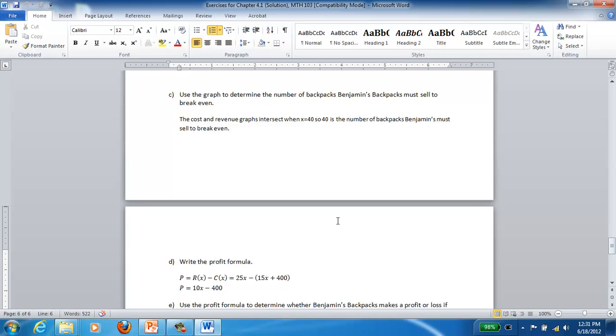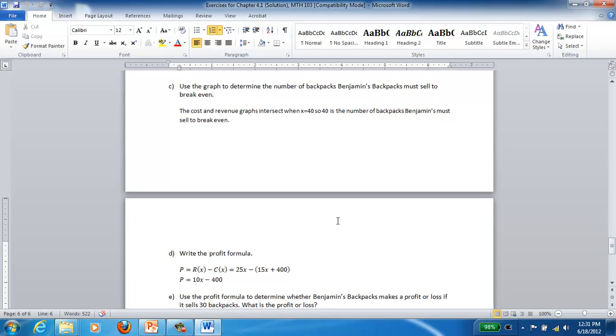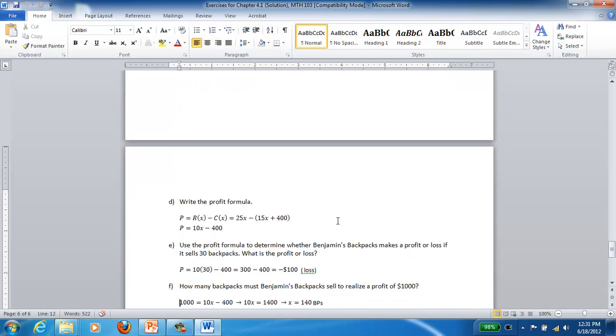Let's take a look at a profit formula. Since the definition of profit is revenue minus cost, we see that 25x minus the quantity of 15x plus 400 simplified gives us a profit equation of 10x minus 400. Use our profit formula to calculate whether the profit for 30 backpacks manufactured and sold would be a positive or negative profit. Negative profit, of course, means that we have a loss. If we substitute x equals 30 into our profit formula above, we see that we have a profit of negative $100, which is, of course, a loss.